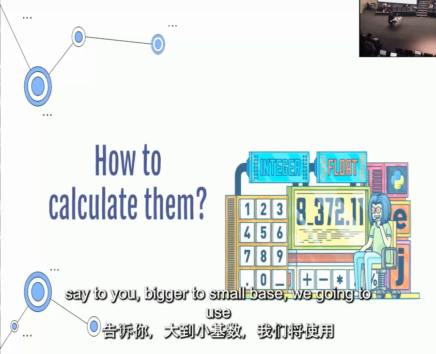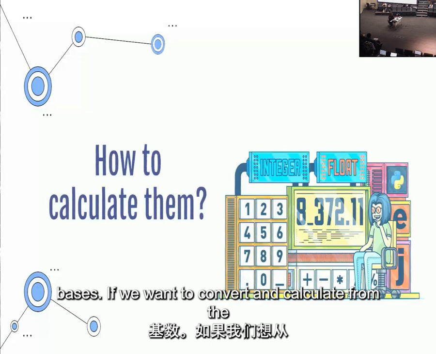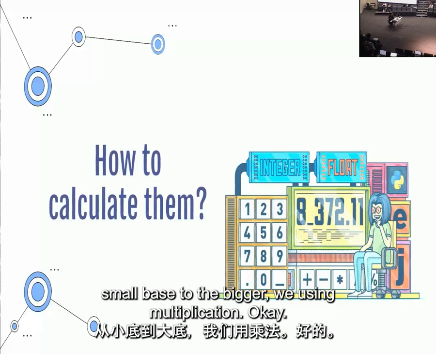So I said to you, from bigger to small base, we're going to use division. Divide with the particular unit of the bases. If we want to convert and calculate from the small base to the bigger, we're using multiplication.